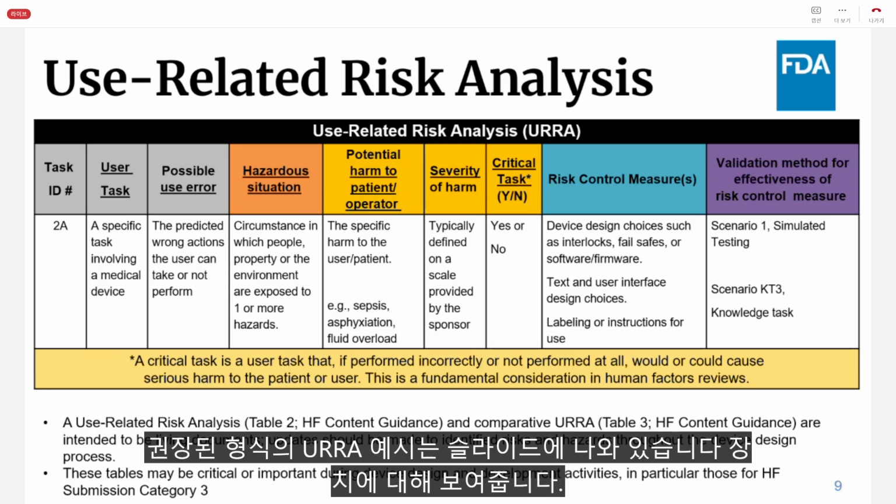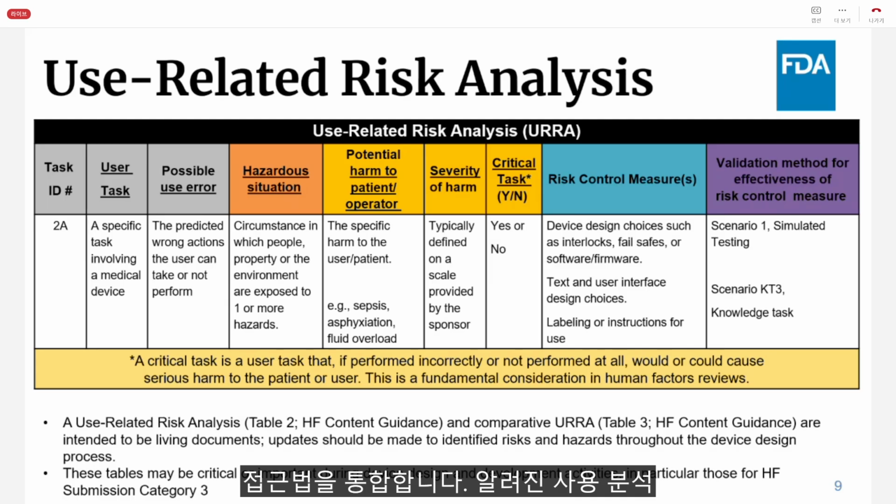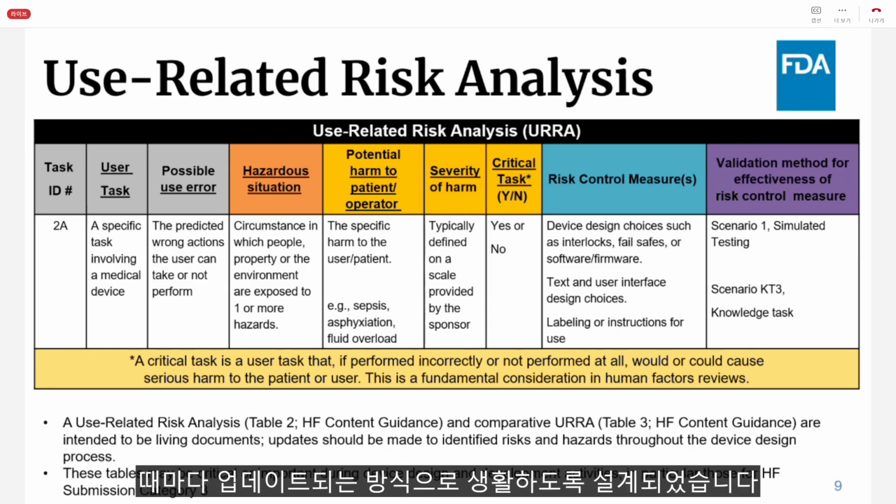The URRA incorporating risk analysis approaches such as failure mode and effects analysis, analysis of known use problems, and formative evaluations should be referenced for Human Factors Submission Category 3. The URRA should include all user tasks and identify those considered to be critical tasks. A URRA is intended to be living in that it is updated as new risks and hazards are discovered during the device design process.